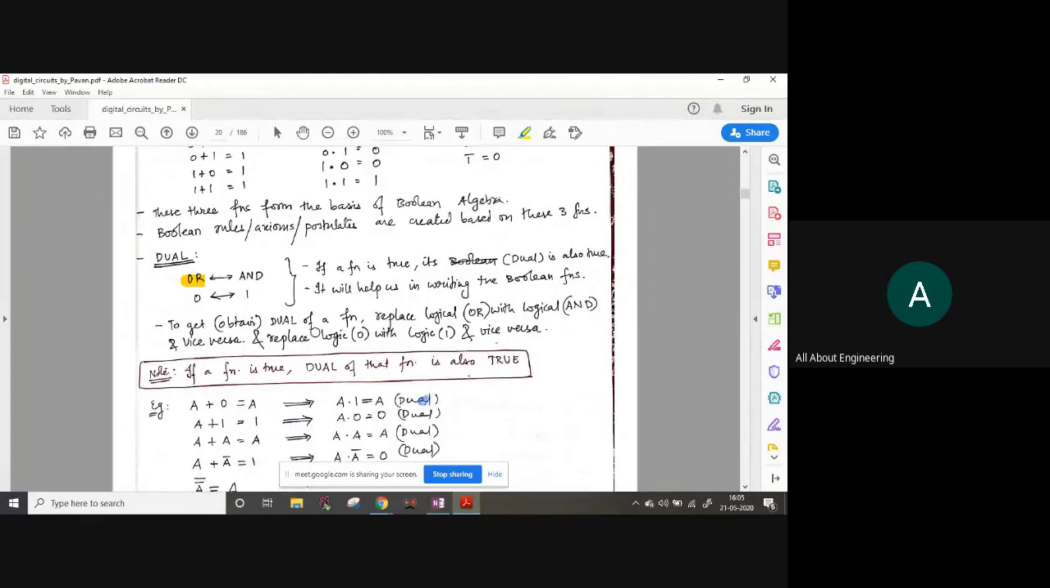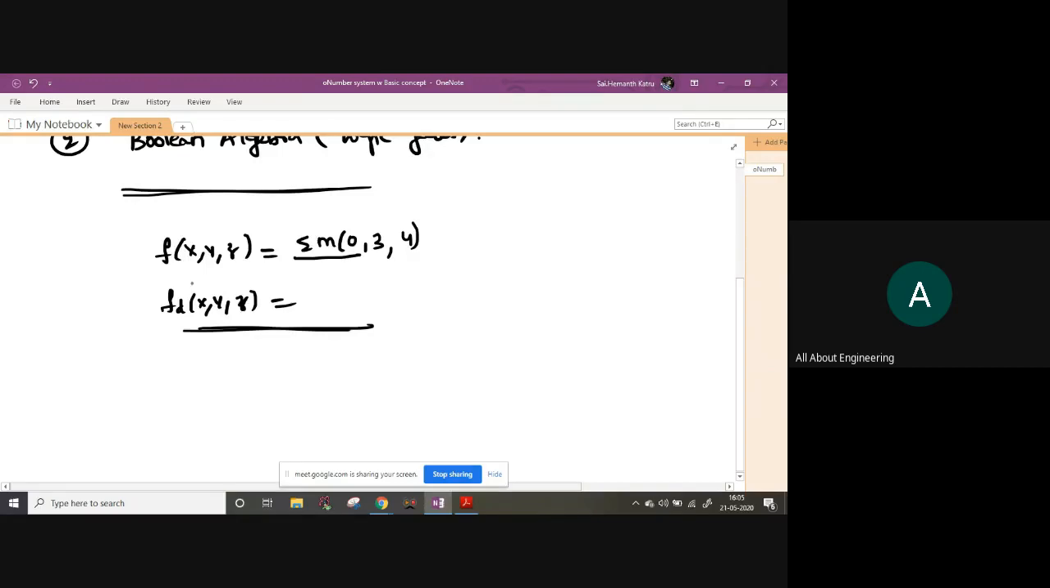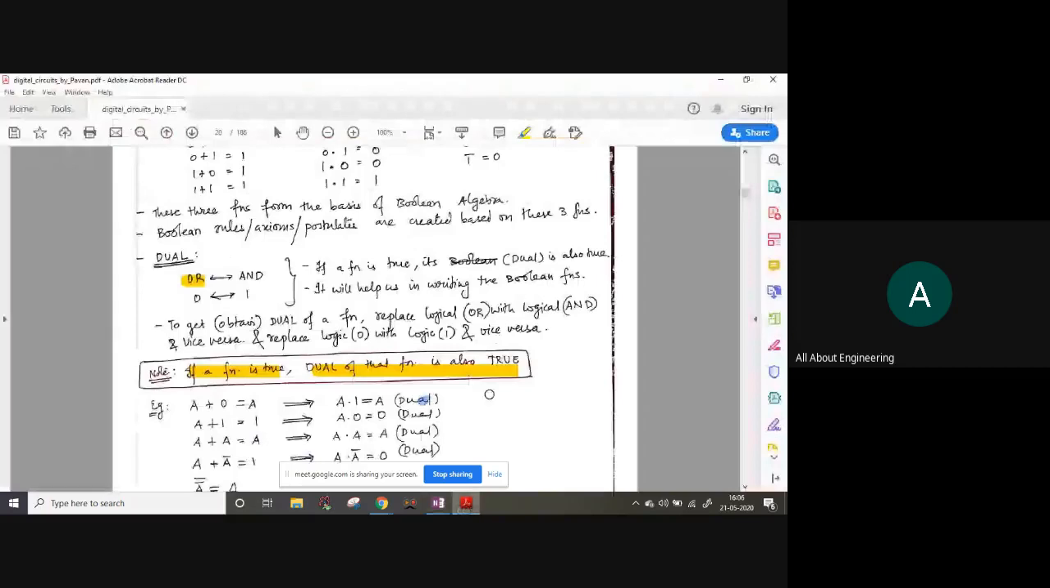And one more thing is, if your function is true, then the dual of that function is also true. This is an important thing one should focus on. That means if you are writing a function f of x, y, z, say, which is true for some cases, for example let's say it has the minterms 0, 3, 4, then the dual of this function is also true. It also satisfies the following minterms. So that is the intention of this note point.